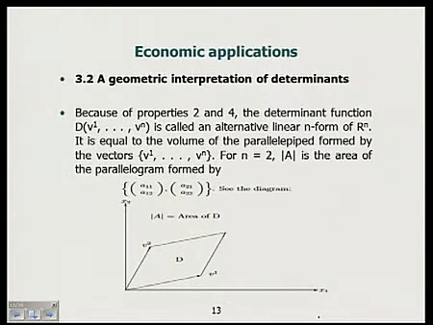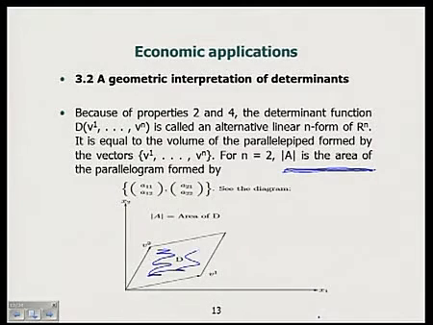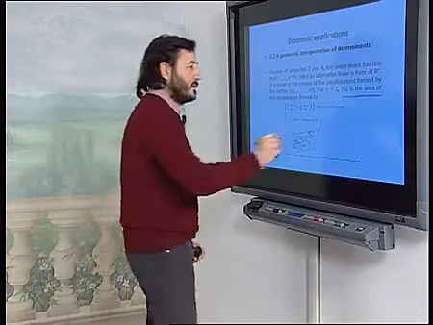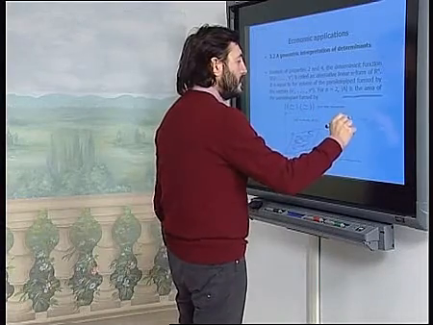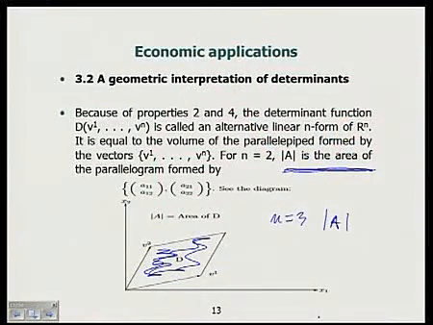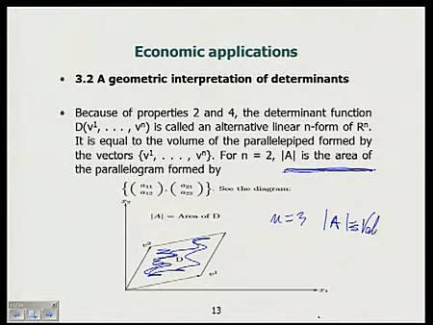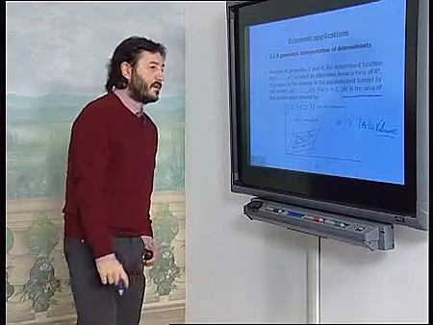And for n equal to 2, the determinant has this property: it is the area of the parallelogram formed by the column vectors (a11, a21) and (a12, a22), and you can see in the diagram that this area is the determinant. In 3 dimensions it is a volume. For n equal to 3, the determinant of matrix A is equal to the volume in 3-dimensional space.